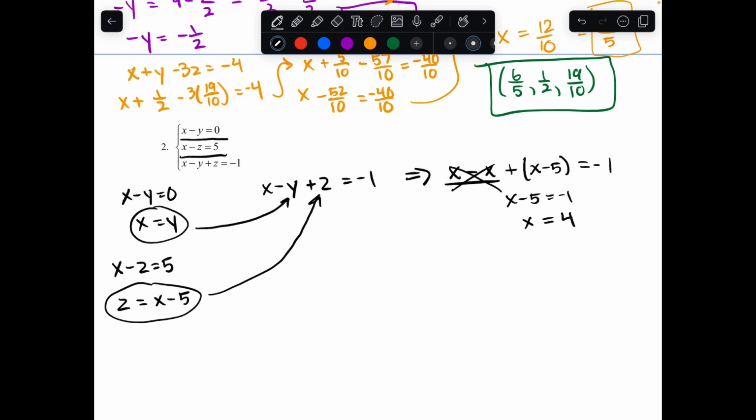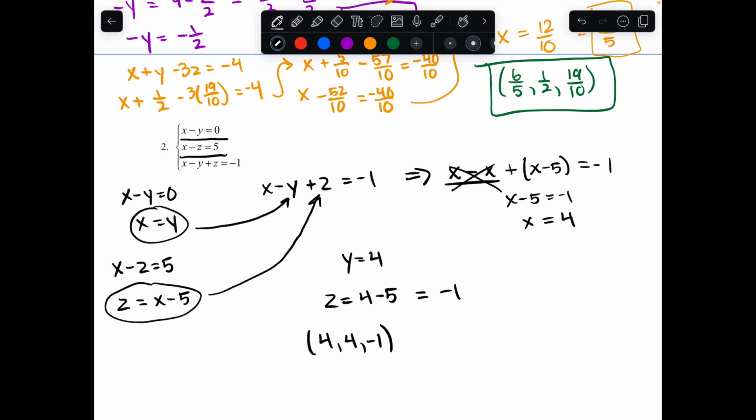So now that I have a value for x, I need to figure out what the values of y and z are. But luckily, we already have 2 equations that state what z and y are. Y is just equal to x. So if x is equal to 4, then we know that y is also equal to 4. Now z is equal to x minus 5, so z is equal to 4 minus 5, which is going to be -1. So we actually get a solution quite quickly of 4, 4, -1.